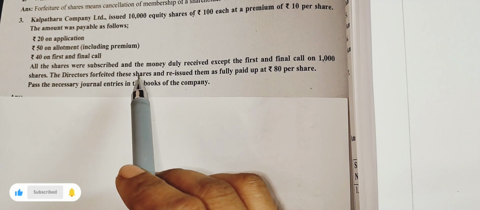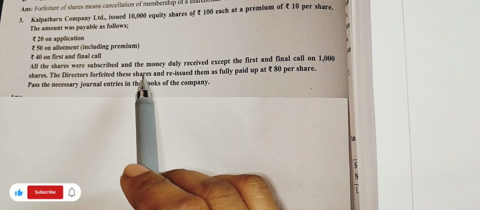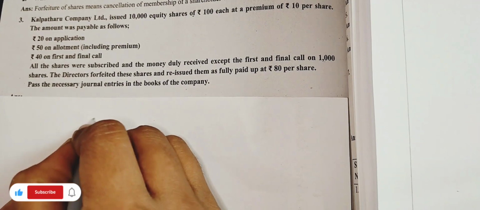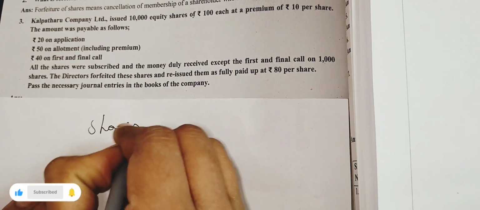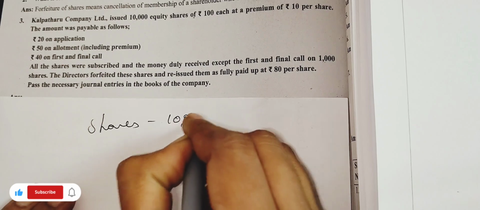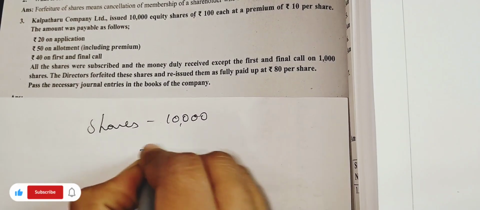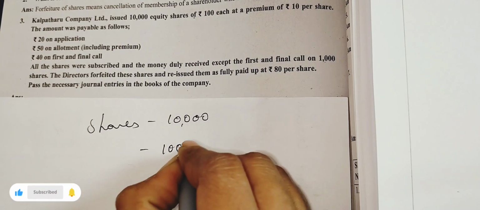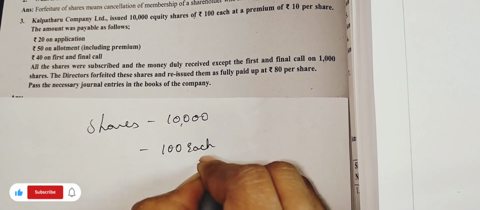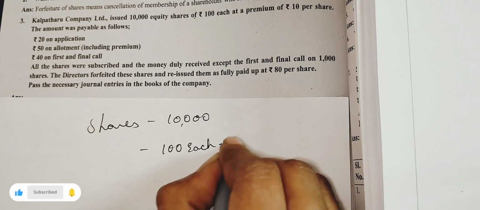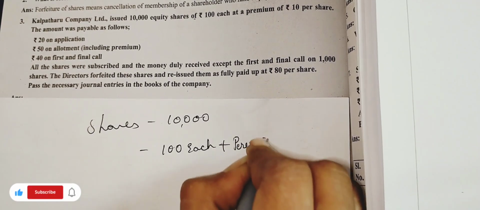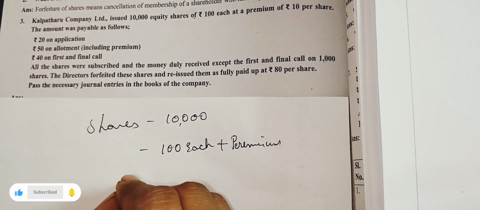So in the books of the company, Kalpataru company, we need to pass the journal entries. What is the number of shares they have issued? 10,000. What is the rate of share? Rupees 100 each at a premium plus premium. So premium means what? More than the face value.